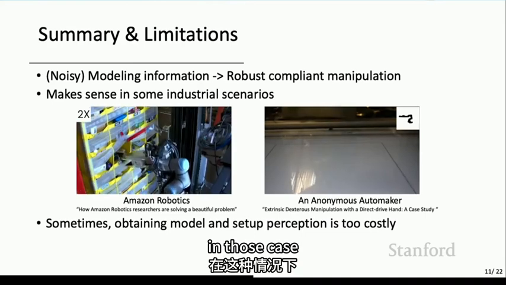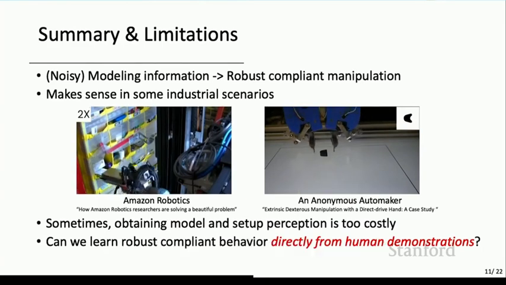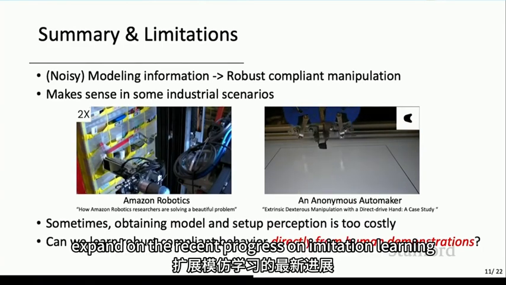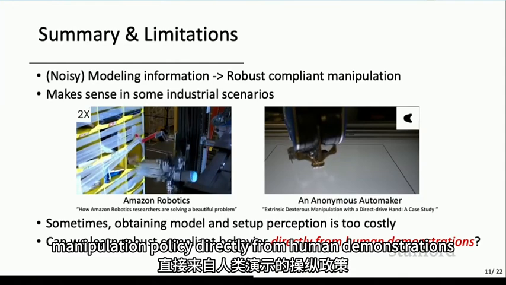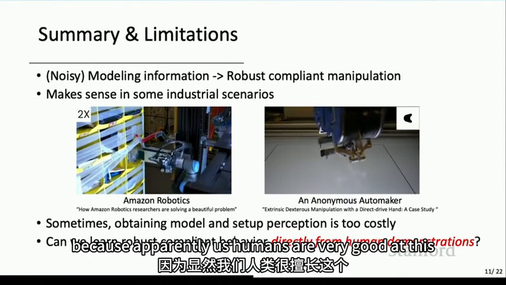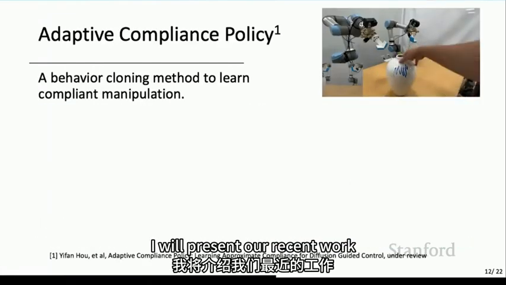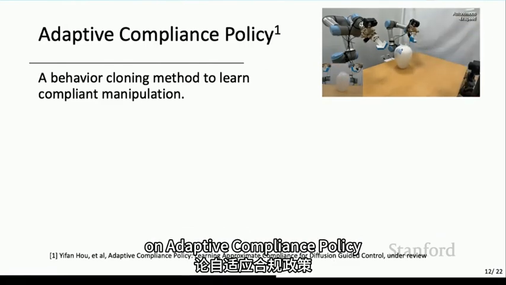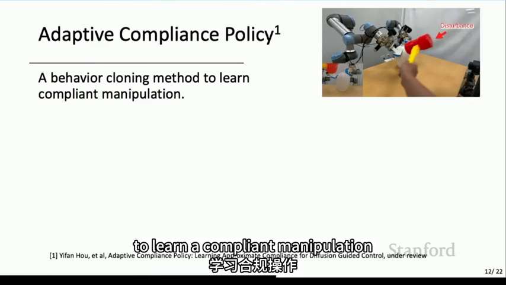In those cases, we ask ourselves the question: can we expand on the recent progress in imitation learning and learn a compliant manipulation policy directly from human demonstrations? Because apparently, we humans are very good at this. So in the second half, I will present our recent work on adaptive compliance policy, which is a behavior cloning method to learn compliant manipulation.